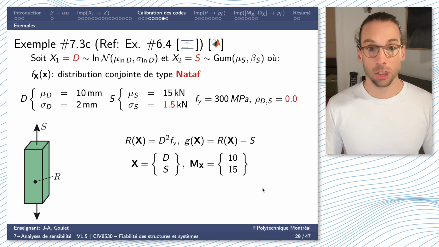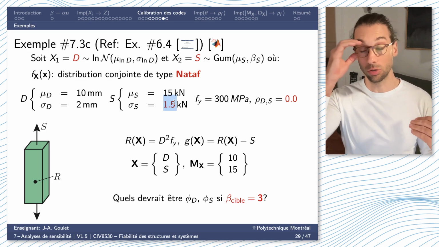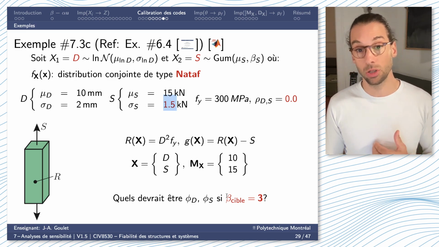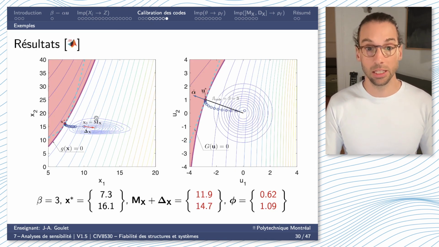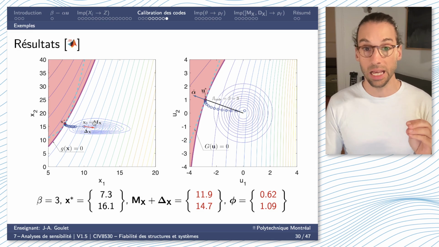Perfect. Now we're going to look at the third example, where we have no correlation, but we're going to heavily modify the standard deviation associated with the solicitation, making it a lot less uncertain. We're going to see that this modifies our joint probability density, and we still want to satisfy a target of beta equal 3. Now we can see the contour of my joint PDF. The first variable associated with dimension is much more dominant than the second, which is the solicitation.